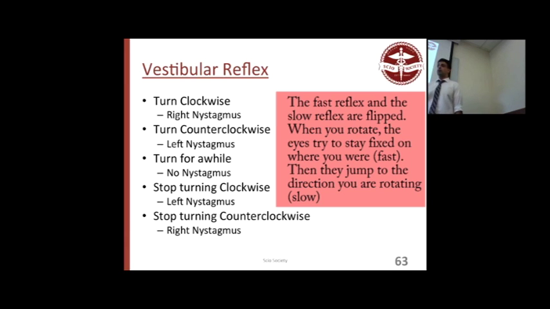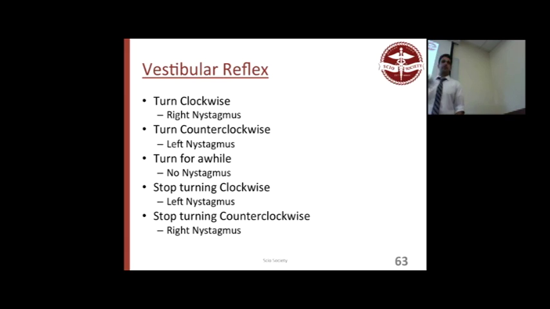Okay? So once this happens, your immediate, fast reflex is to turn your eyes the same way. On the other hand, your slow reflex, remember the vestibular reflex was to make the eyes stay focused on that one. That's the slower reflex. So what will happen is your eyes will rotate automatically to the right, but they will jump back. So if you rotate clockwise, right nystagmus, jumping back.